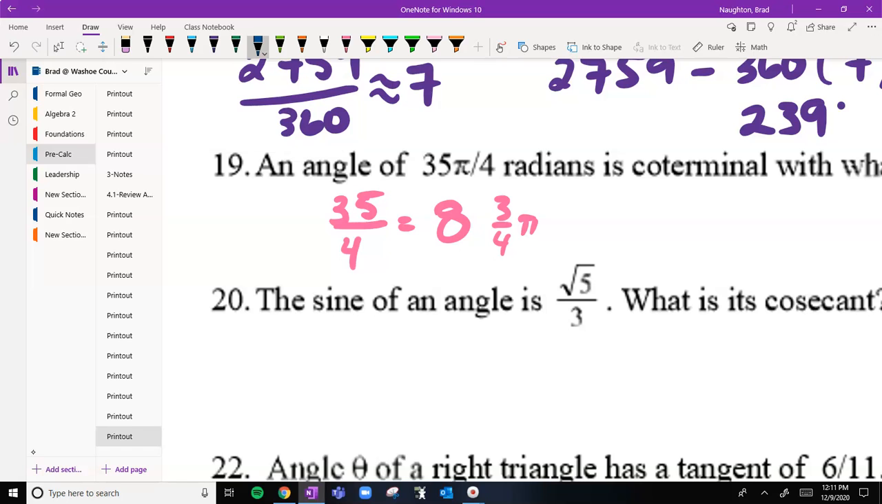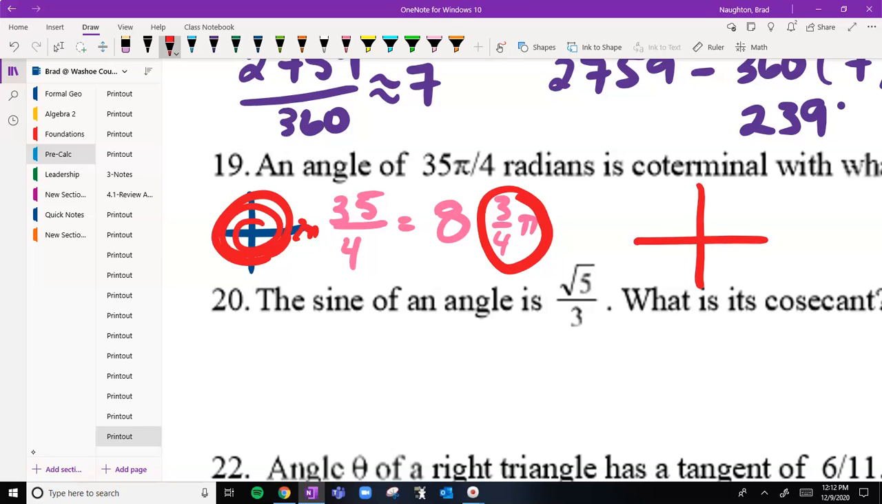Because I know that 8 means it's going to go around 4 times, because 2 pi is all the way around. So 1, 2, 3, 4. That would be my 8 pi. What I'm left with is this 3/4 pi. And that's actually my coterminal.